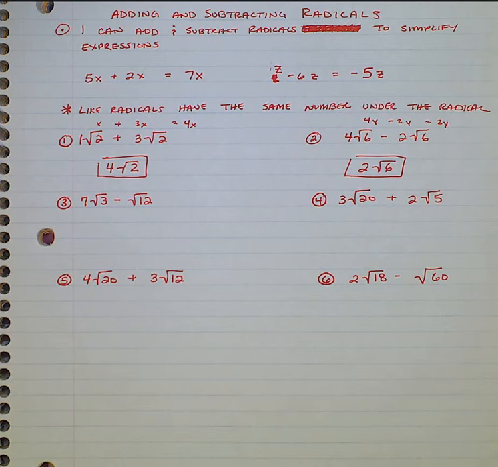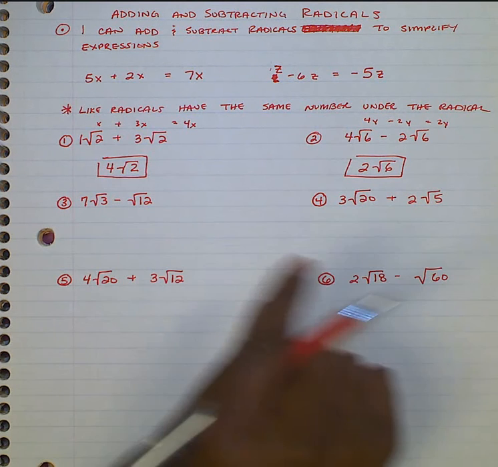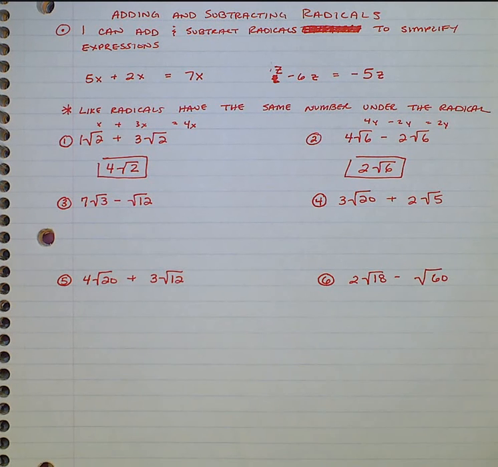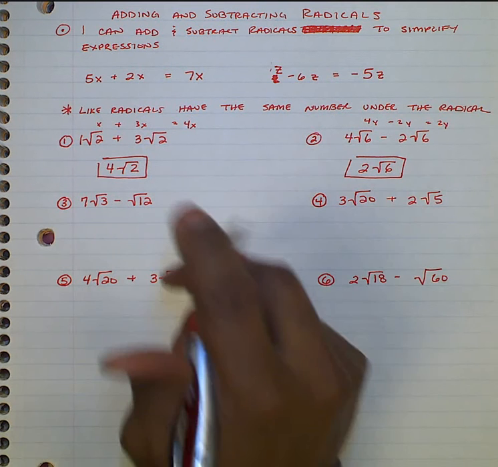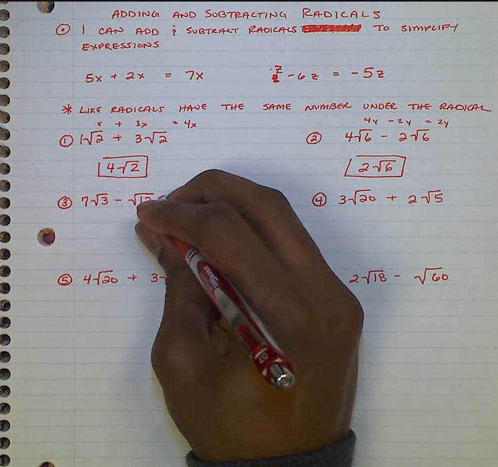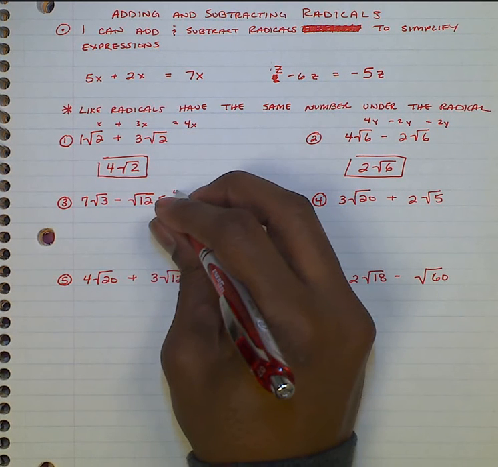Now here's how it's different than variables. A z will never change into an x. A y and a w won't ever be the same. But with radicals, there is a possibility that they can be the same. Okay, so let's look at it. Number 3, initially we have 7 radical 3 minus radical 12, and we can't add them as they are. But because we know about simplifying radicals, if we have a radical that's not simplified, we need to simplify it before we close this problem.